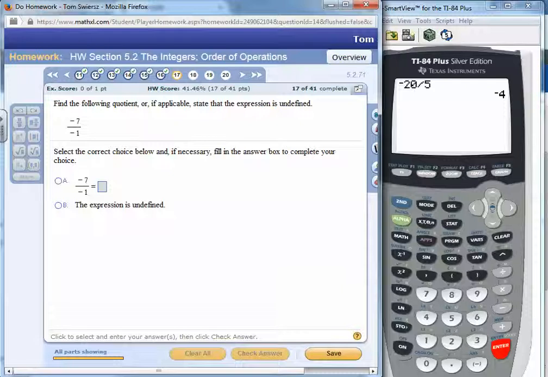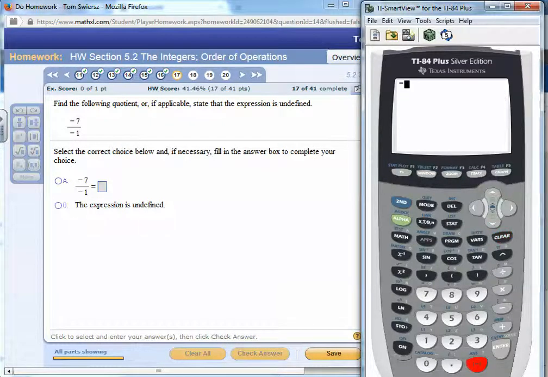Number 17, negative 7 divided by negative 1. 7 divided by 1 is 7, and negative divided by a negative is a positive. Obviously, you can do it on your calculator. Negative 7 divided by negative 1 is a positive 7.